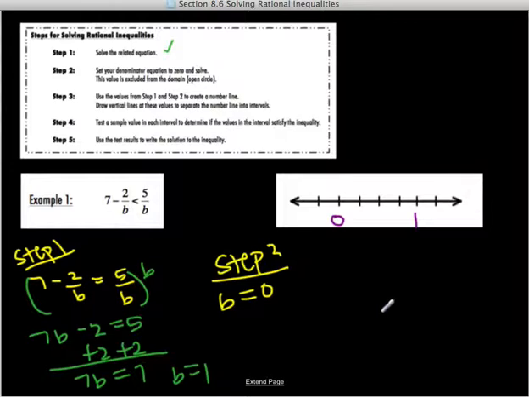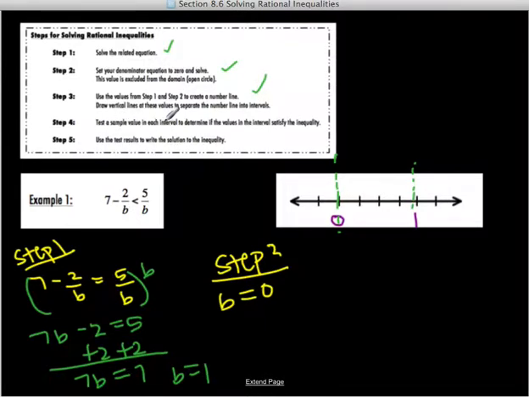Then it says draw vertical lines at these values to separate the number line into intervals. So I'm going to draw some lines to separate them into intervals. I have an interval to the left of 0, in between 0 and 1, and then to the right of 1. So that's step 3. We got those two done.